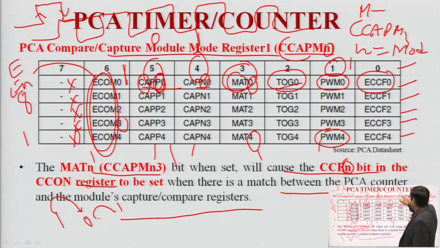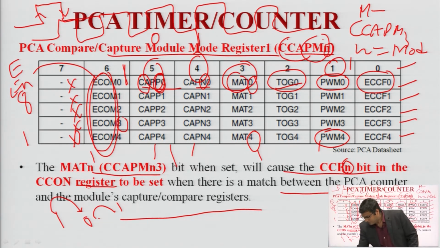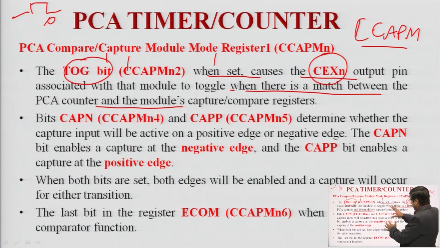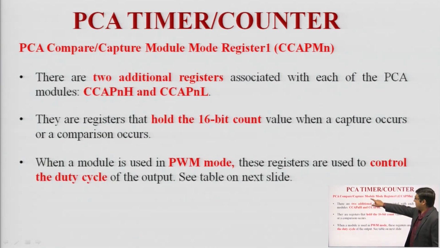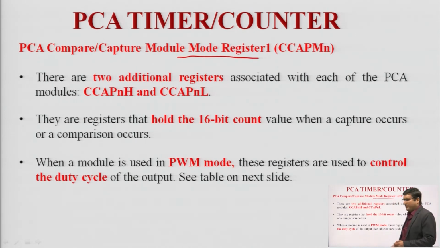CCAP-MN means capture, compare, and we can say module mode registers. Okay. So after that we have seen all its operations. So PCA compare capture module, we have seen that it works on four modes. One is the high speed output toggle mode, another one is the PWM mode, and a software timer mode, and a capture compare mode.